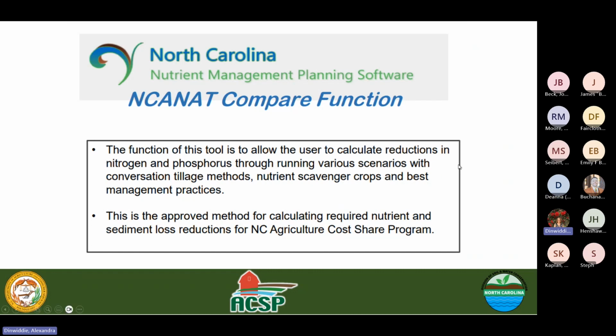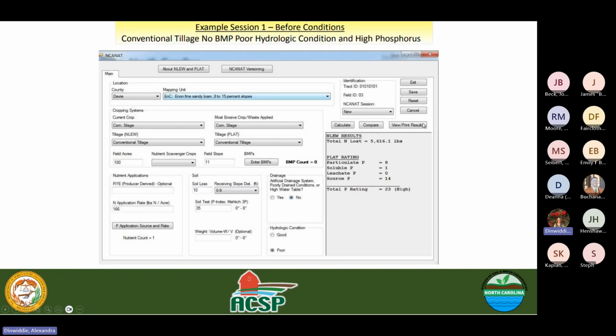And this is the approved method that we have for calculating those nutrient and sediment loss reductions for our state contracts. So with that, you write in your before conditions. So in this example, and again, these screenshots were pulled from the nutrient management user manual. So any folks that have looked at that are familiar with this, but you basically run before conditions. So in this example, it's conventional tillage, no BMP, poor hydrologic condition, and high phosphorus.